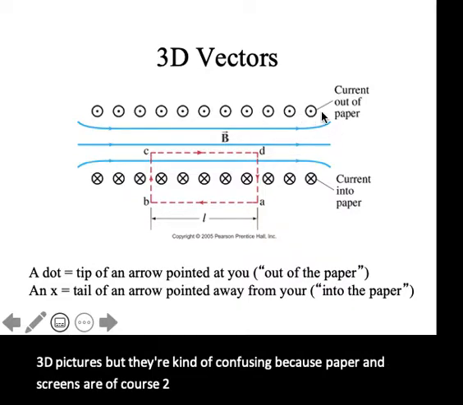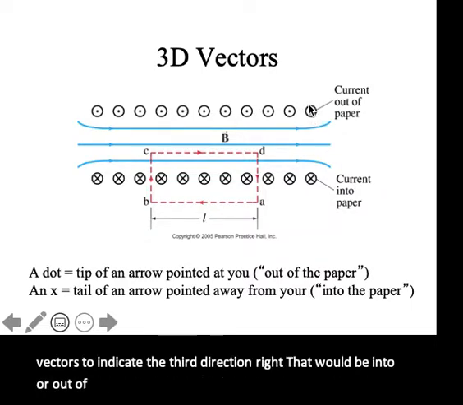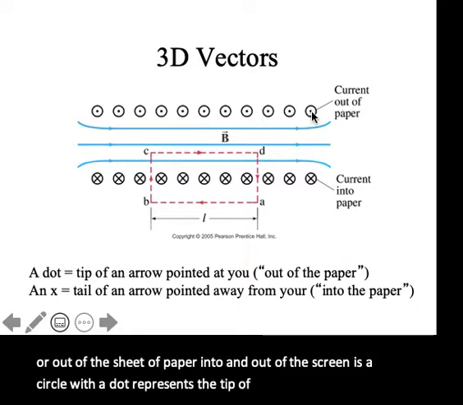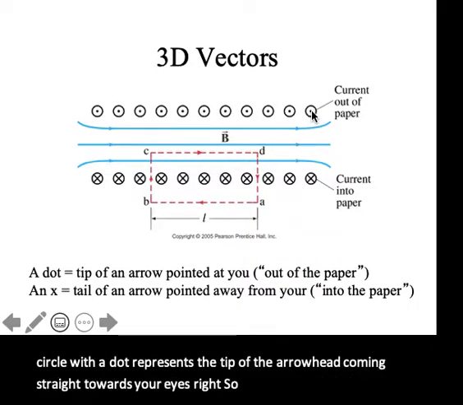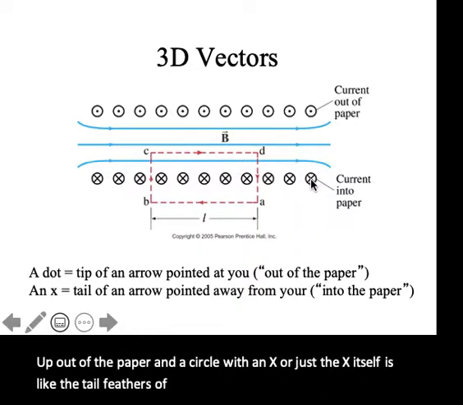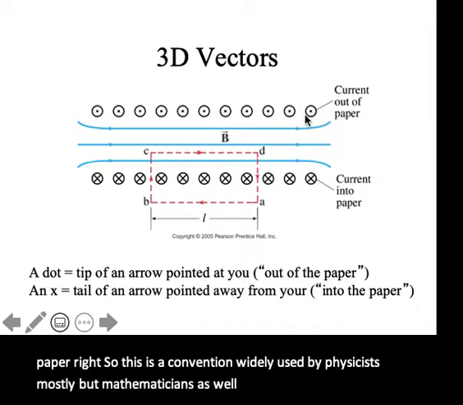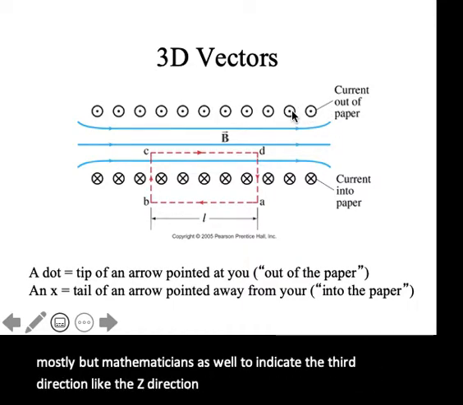So the way we draw vectors to indicate the third direction, that would be into or out of the sheet of paper or into and out of the screen, is a circle with a dot represents the tip of the arrowhead coming straight towards your eyes. So that's an arrow pointed up out of the paper. And a circle with an X, or just the X itself, is like the tail feathers of an arrow as the arrow dives into the paper. This is a convention widely used by physicists mostly, but mathematicians as well, to indicate the third direction, like the Z direction of vectors.